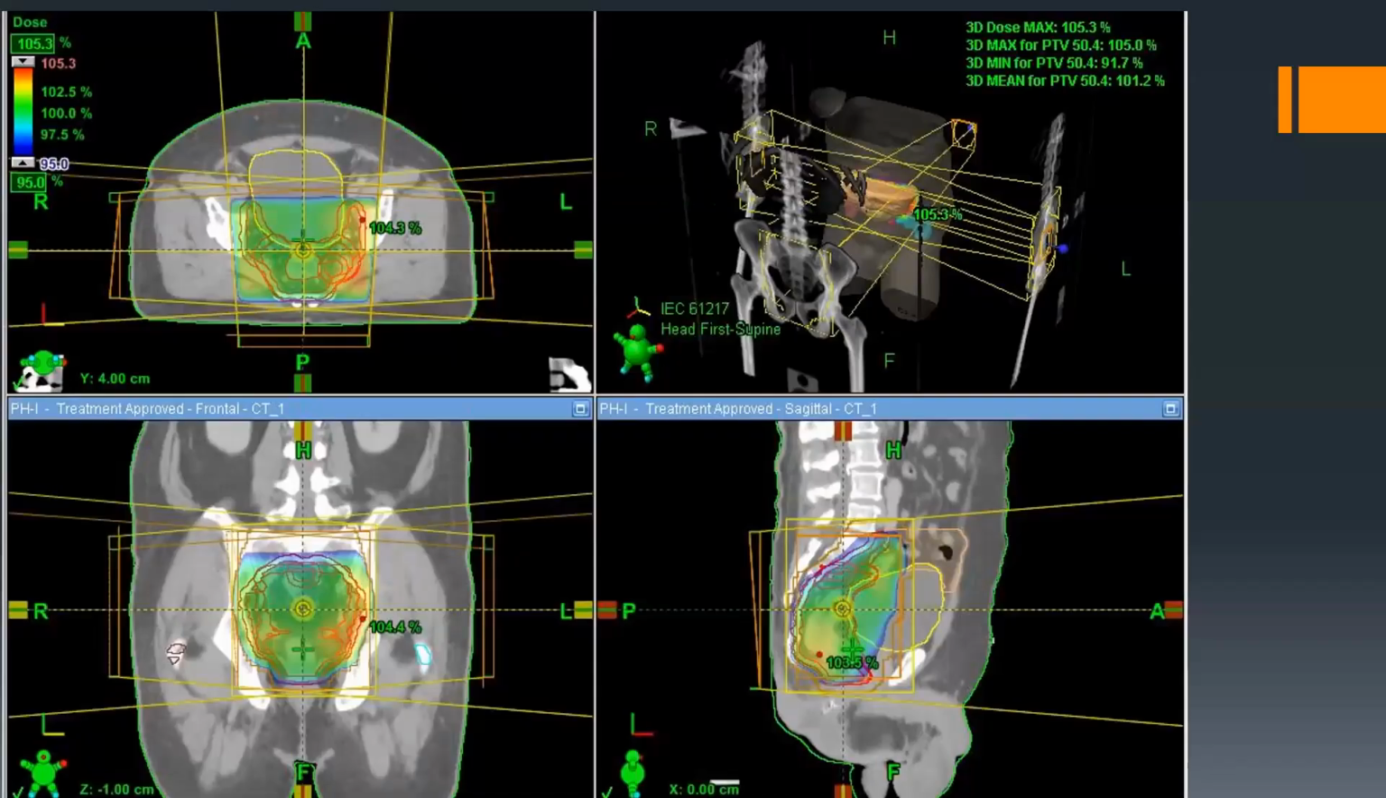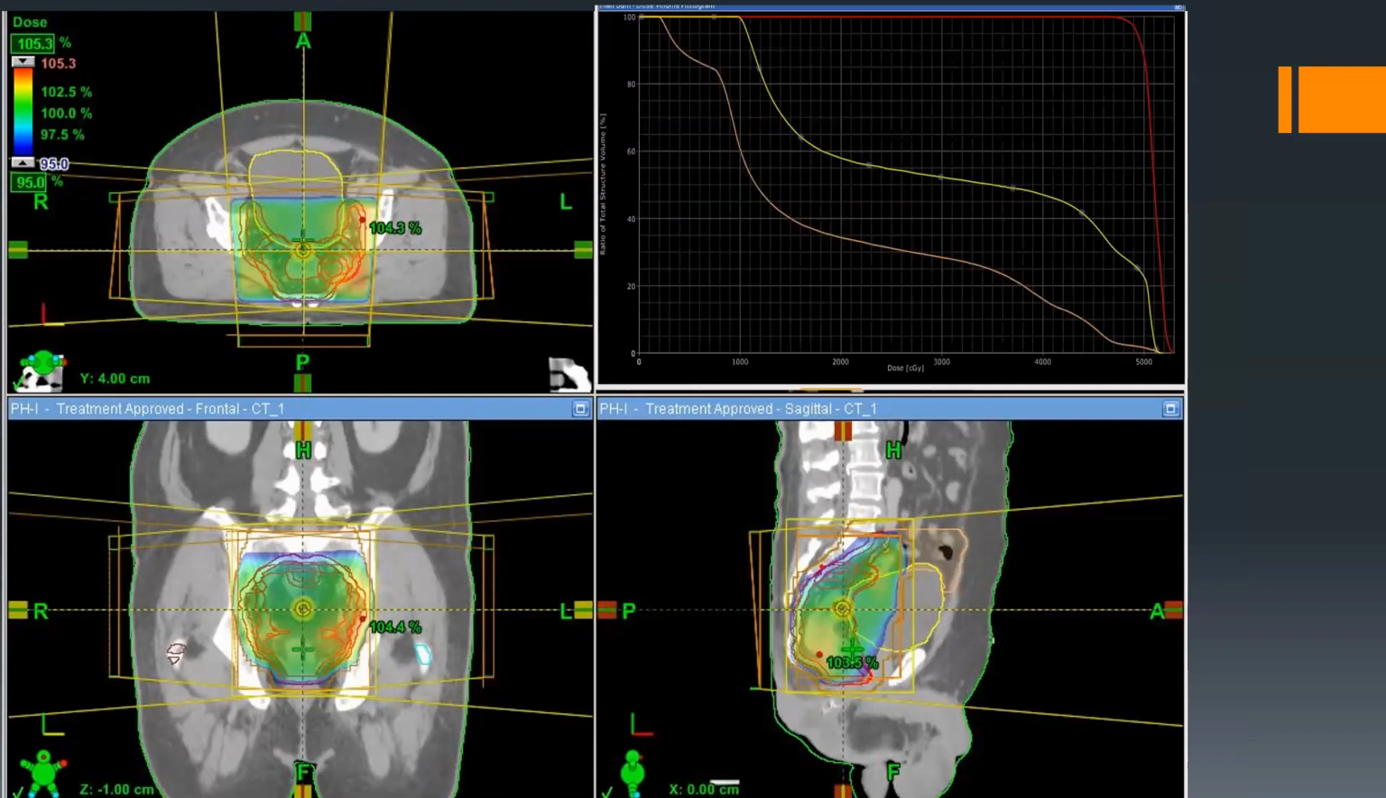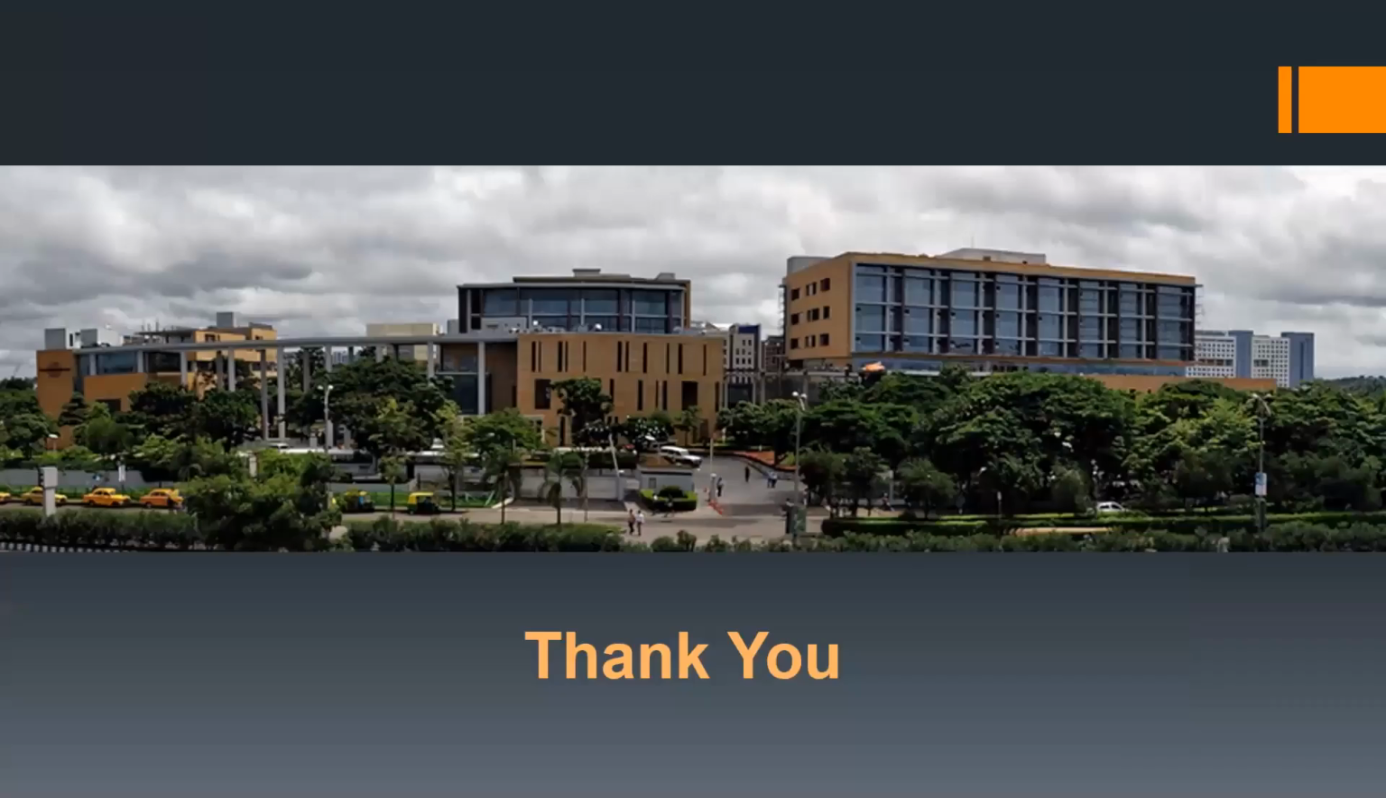And then we come to plan evaluation, where we would look at the coverage and we would look at the bowel dose. So the bowel constraint that we use is as per QUANTEC, which is a 45 Gy volume of less than 196 cc. And with that, I am going to conclude today. I'm happy to take any questions.